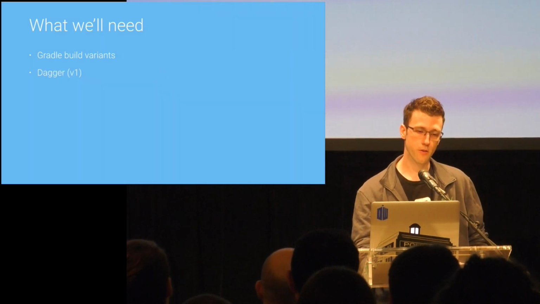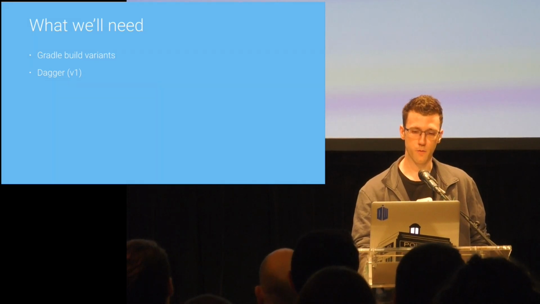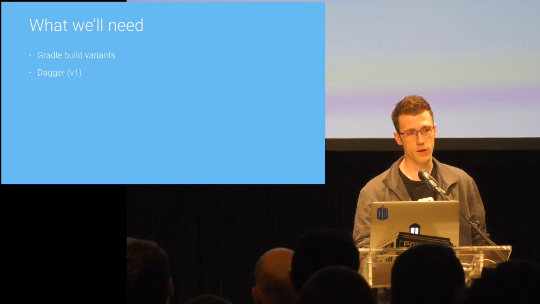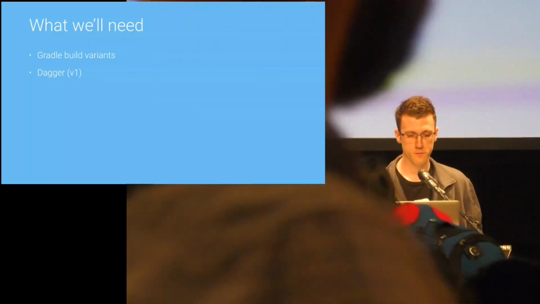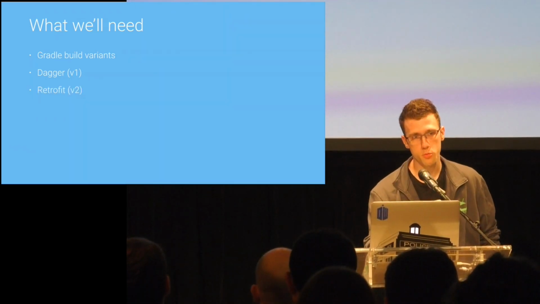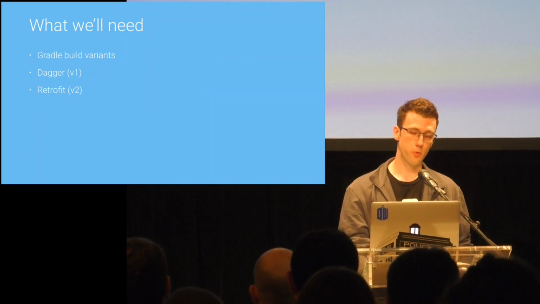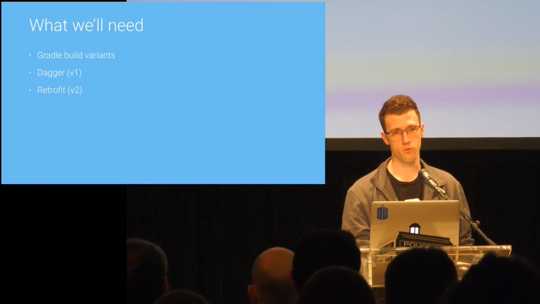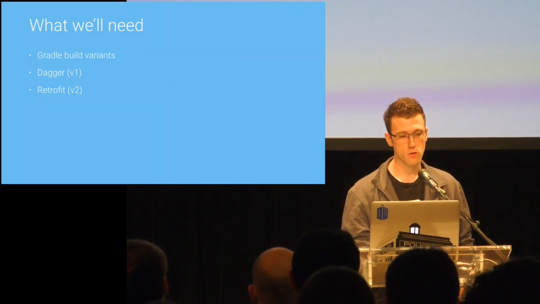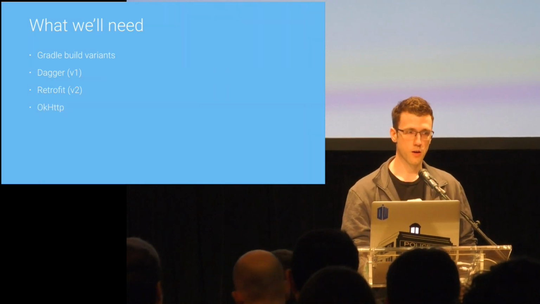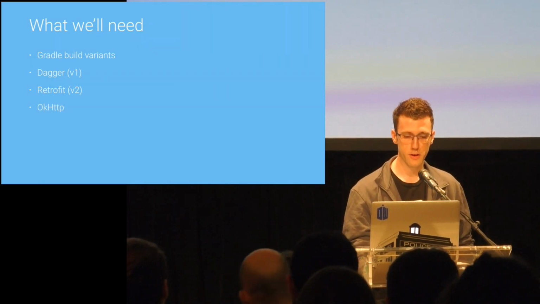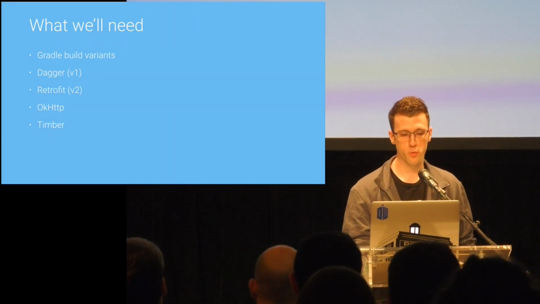We're also going to be using Dagger version 1. If you don't know Dagger, I will try to explain the key concepts that we're going to be using, but there's talks online by Jake and a few others about how to get that set up. Retrofit version 2, Jake talked about this yesterday. If you're still using version 1 and you don't want to switch, just look at the U2020 project as of a week ago. I only moved it over to Retrofit 2 this week. OkHttp, this is going to be our HTTP client. And also for logging, we're using Timber.